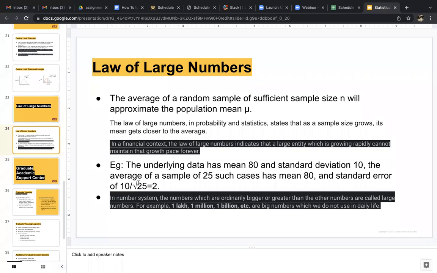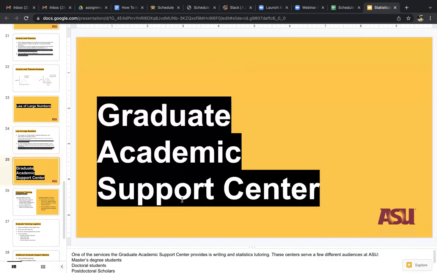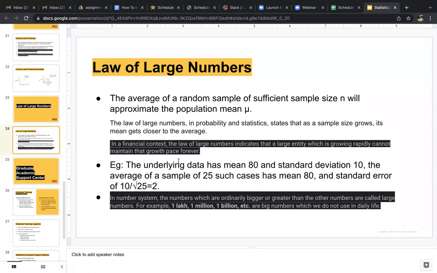So, the example being the underlying data has a mean of 80 and a standard deviation of 10, and the average of a sample of 25 such cases again has mean 80 and standard error of 10 divided by the square root of the number of such cases, 25, which is 2. So even if you increase your data set, the average is going to remain constant over a period of time.